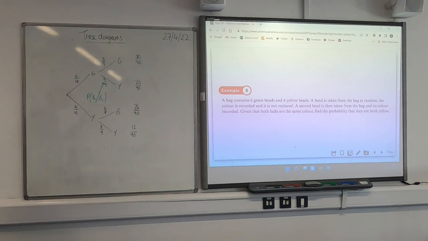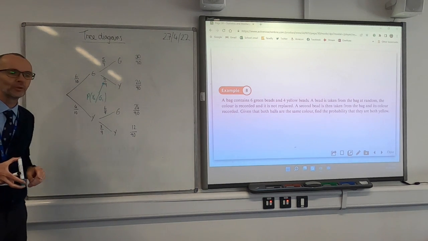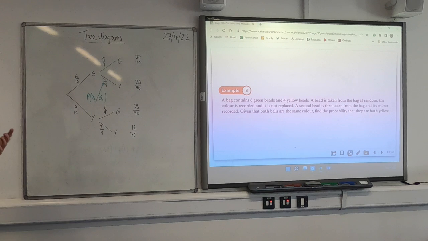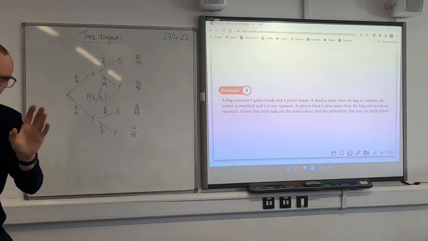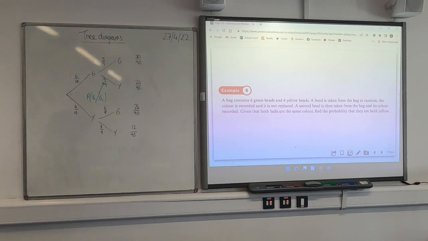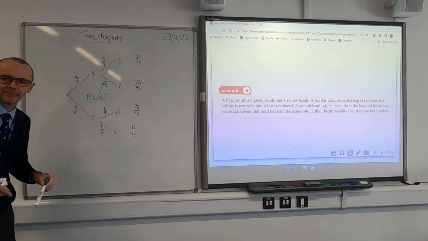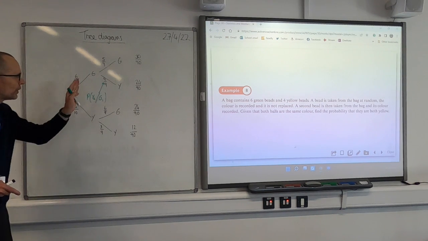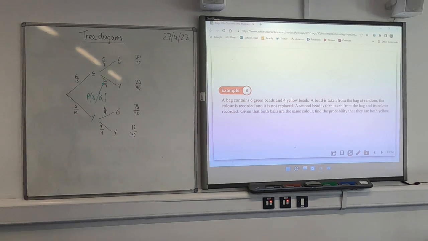So, if the question had said, given that the first ball is green, what's the probability that the second ball is yellow? The answer would be 4/9. Given that the first ball is yellow, what's the probability that the second ball is green? Well, that would be 6/9 or 2/3. So we've got some conditional probabilities here.